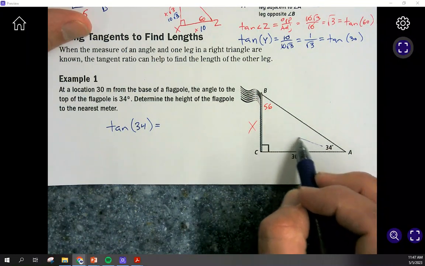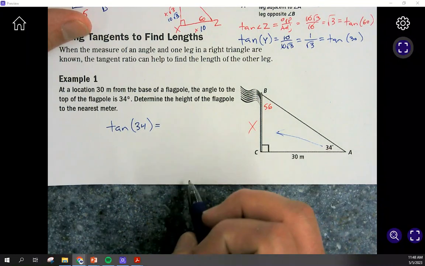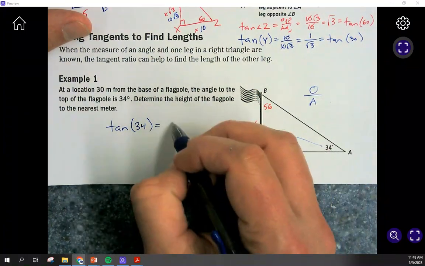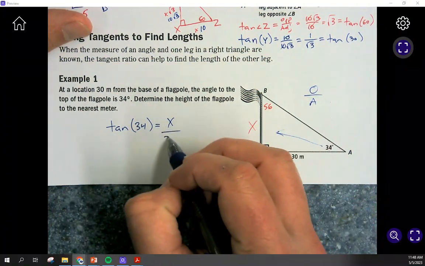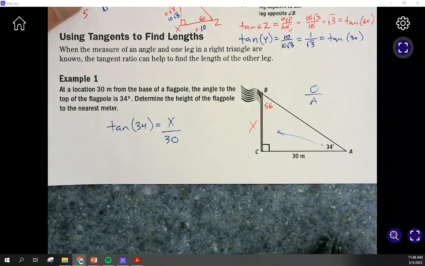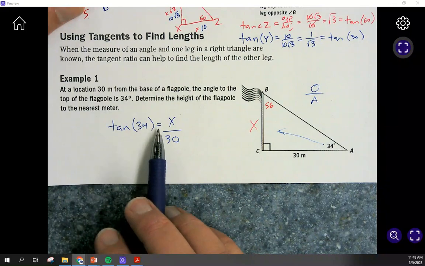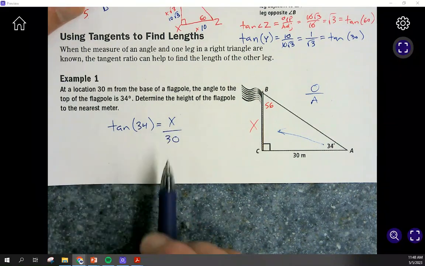So I need to set this up correctly. Opposite over adjacent. Opposite over adjacent. Okay, so the x must go on top and the 30 must go on the bottom. Opposite over adjacent. This is how it sets up. The tangent of 34 is equal to x over 30. Now we need to solve this.